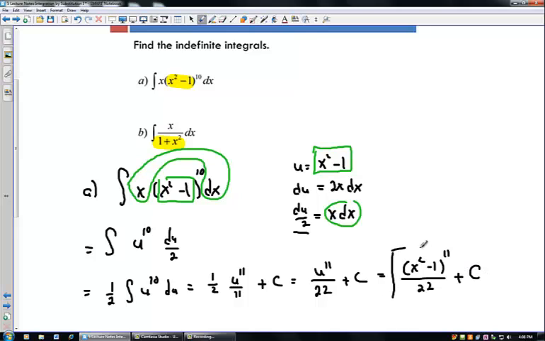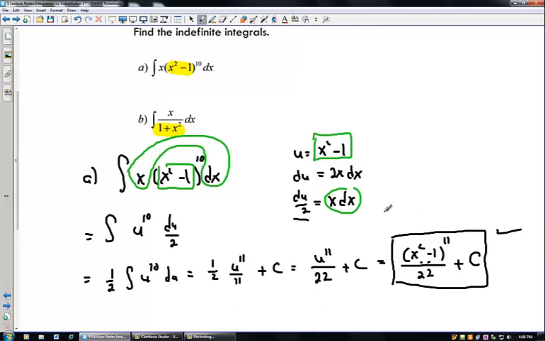Again, you can check this, although it's a little tough because you have to use a chain rule, but the 11 comes down. You get 2 on the bottom, x squared minus 1 to the 10th, times the derivative of the inside, which is a 2x. And so then the 2's on the bottom will cancel, and I'll have x times x squared minus 1 to the 10th plus 0. All right, so this checks.